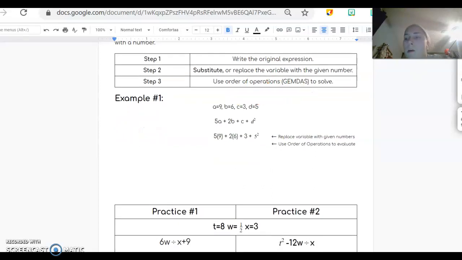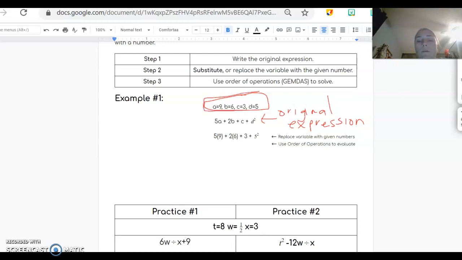All right, our first example here. So we are given these values for our variables, and this is our original expression. So I'm going to label that original expression. Okay. And then I went in and did step 2 for you. I substituted these values that we were given for the variables that they represent. All right. From this step, we use our order of operations to solve to get our result.